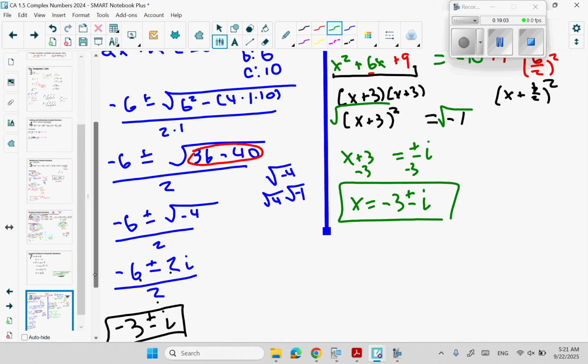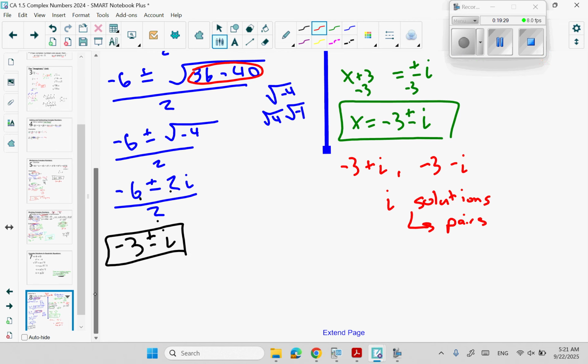It's also important to note that these are two different solutions. These are negative 3 plus i and negative 3 minus i. Imaginary solutions always show up in pairs because in order to generate them, we had to square root a negative at some point, which means we get a plus and minus value.